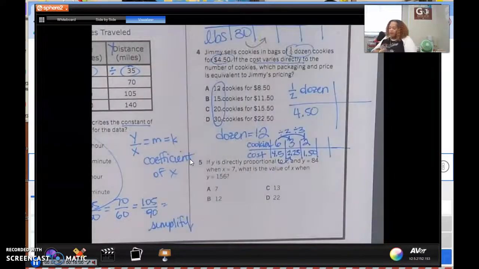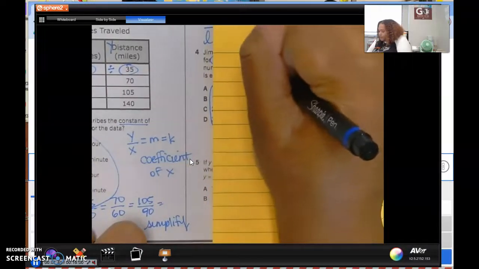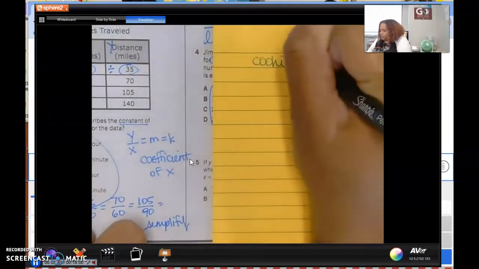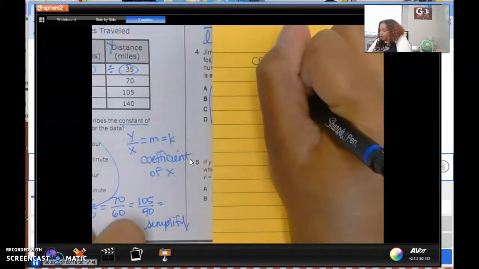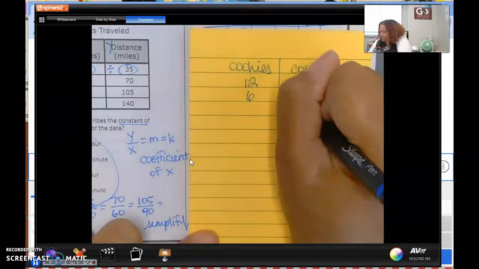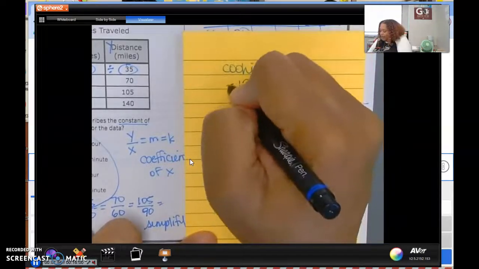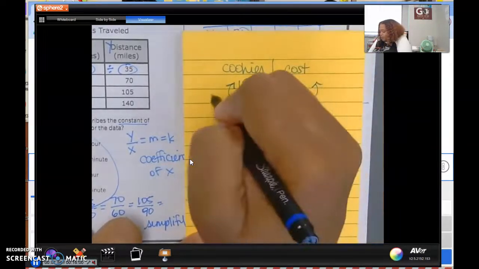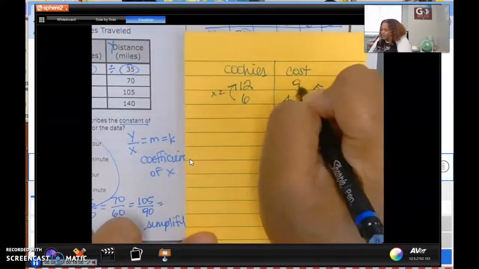Let me give you more of a visual of what that would look like. So, cookies and cost. They give me 12. No, they don't give me 12. They give me 6 is $4.50. So if 6 is $4.50, how do I get from 6 to 12? Double. 4.50 times 2 is 9.